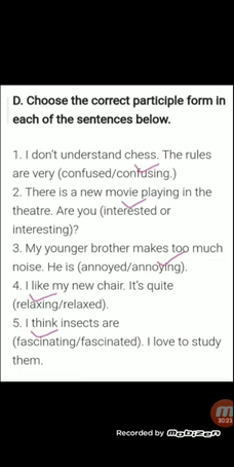Right? Ing, adjective. The rules have been defined. That is adjective. Describe किया गया है. Confusing है ना? There is a new movie in the theater. Are you interested? Interesting आएगा? No, it doesn't sound good. So you have to choose the right word.